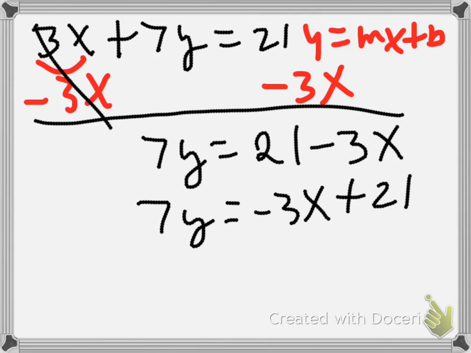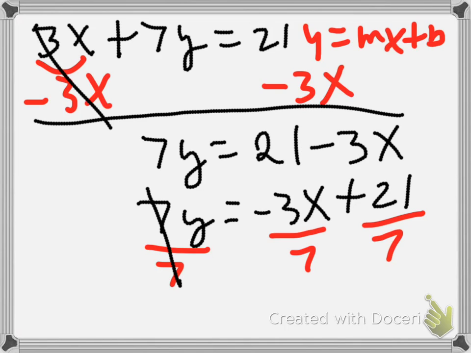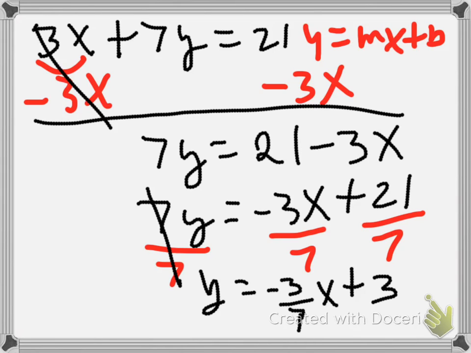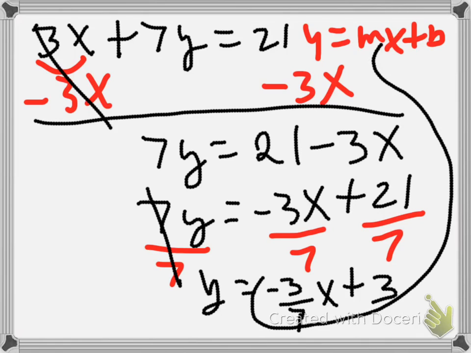The next thing I want to do is, since that's times 7, I'm going to divide by 7. So each side gets divided by 7. Remember, you have two terms here, so I have to divide both terms by 7. Alright, so the 7's divide out, and I get y is equal to negative 3 over 7 x plus 3. So here the slope, m, is negative 3 over 7.